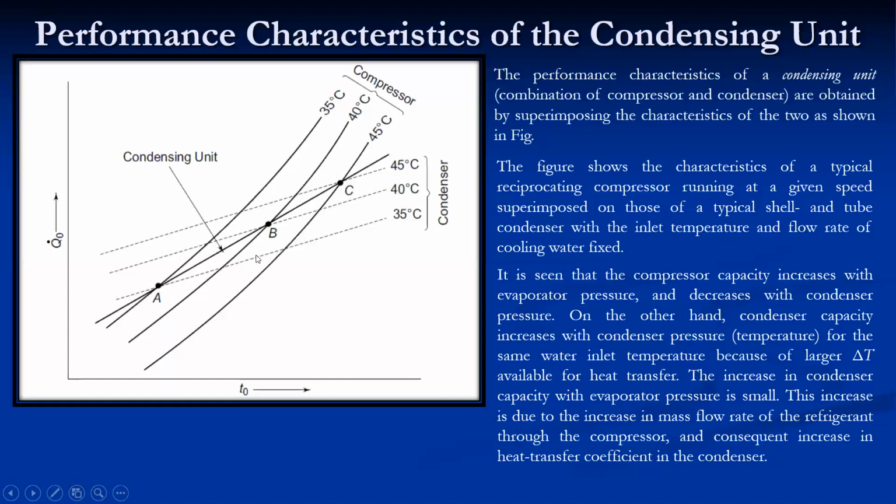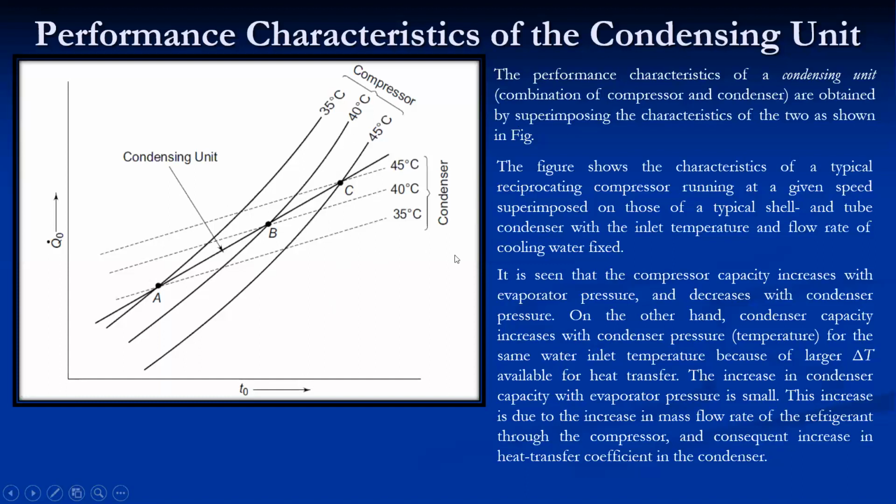So as the condensing temperature increases from 35 to 40 degrees Celsius for the same evaporating temperature, delta T also increases from 5 degrees Celsius to 10 degrees Celsius, then 10 to 15. So like that, as condensing temperature increases, the delta T across the condenser increases. And due to that, the heat transfer rate increases and condenser capacity increases. So this way, the condenser capacity as well as compressor capacity varies with evaporating temperature and condensing temperature.